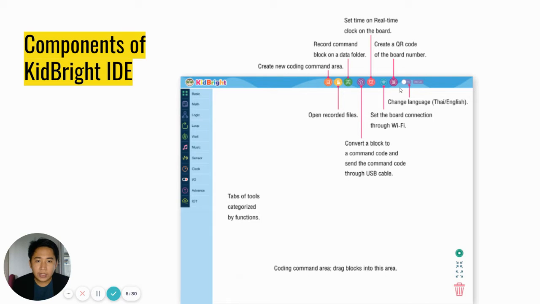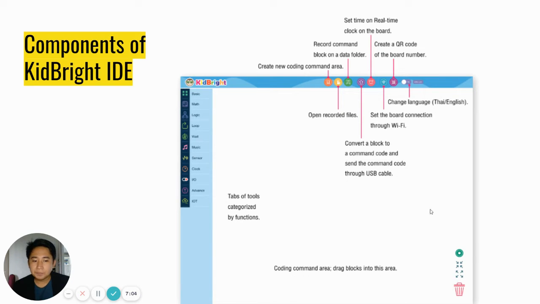So those are the buttons on top of the KidBright IDE. And then on the left side here, again, these are the categories or the tools wherein you can see your codes. And then of course at the center, all this white screen here, this is the stage area, okay? This is where you're going to build your codes, okay?